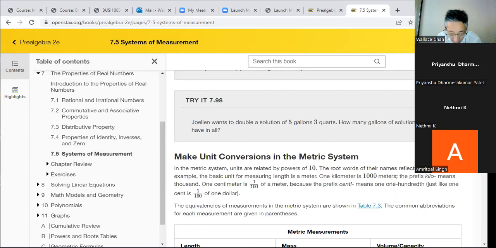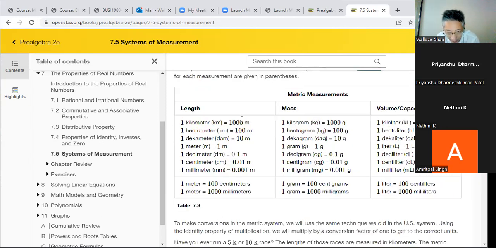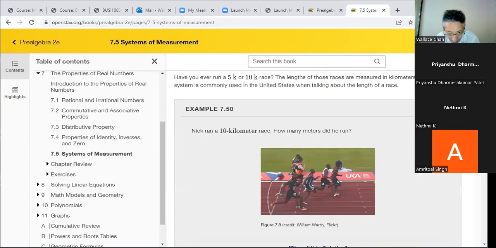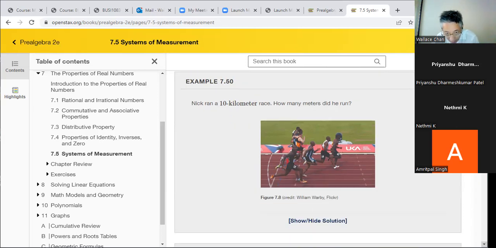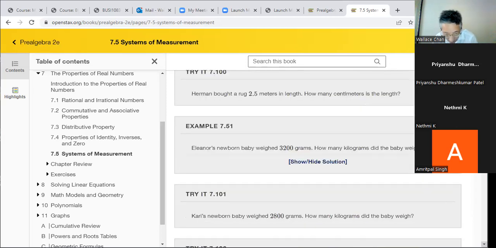So if you're talking about the metric system, it's much easier, right? Because the metric system has to do with 10, 100, 1,000 and so on. For example, how many meters did Nick run? 10 kilometers. Actually, I am converting 1 kilometer to meters. So it should be 10,000 meters.